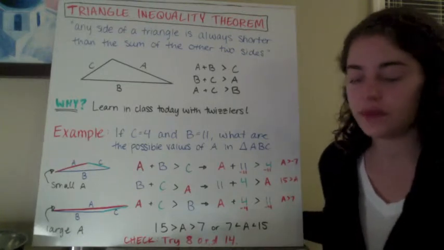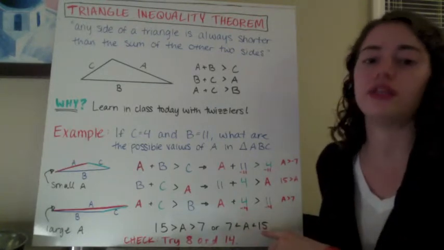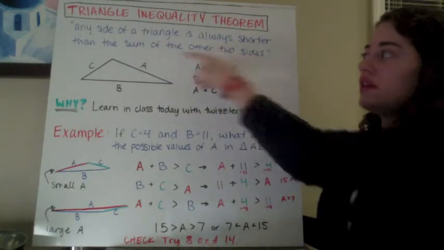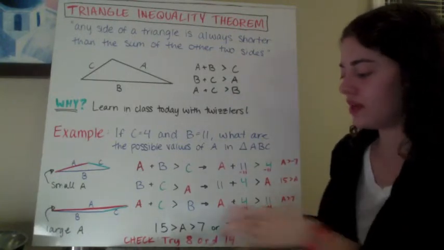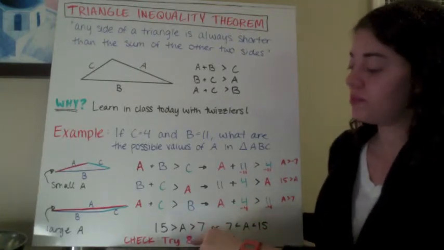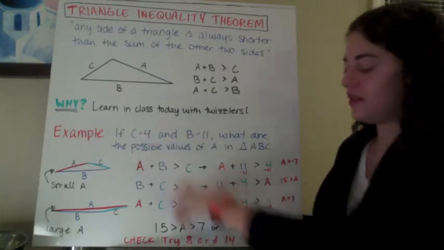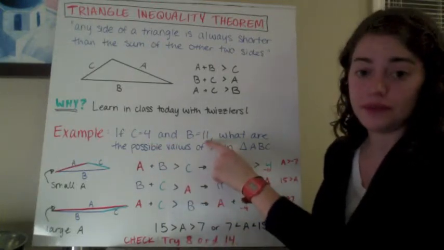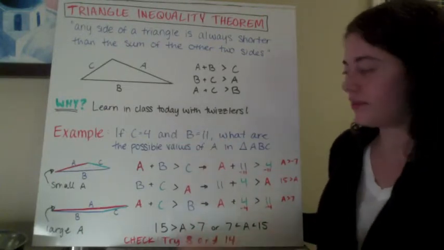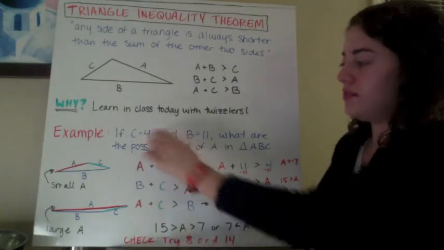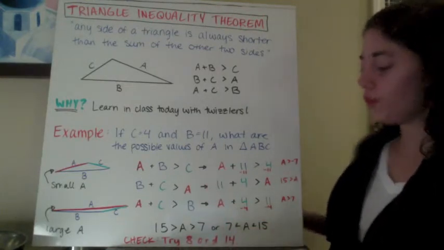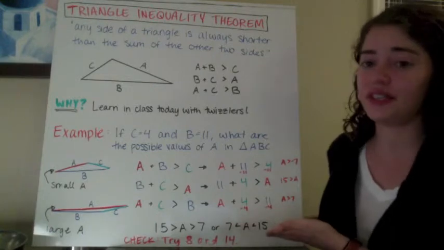So now we can check our answer. We can pick a number between 7 and 15 and put it in here and make sure that any side is always shorter than the sum of the other two. So let's pick 8, which is pretty close to 7, so maybe it won't work. 8 plus 4, that's 12. That's bigger than B. 8 plus 11, yep, that's definitely bigger than 4. 11's already bigger than 4. And now let's try C plus B. 4 plus 11 is 15. That's bigger than 8 too. All right, we're good. We could check that with all of the numbers between 7 and 15 just to double check.